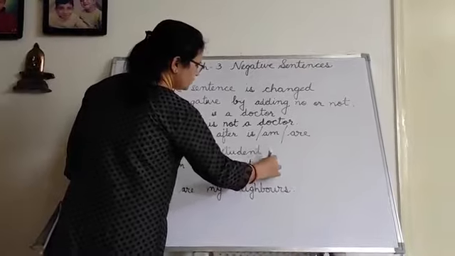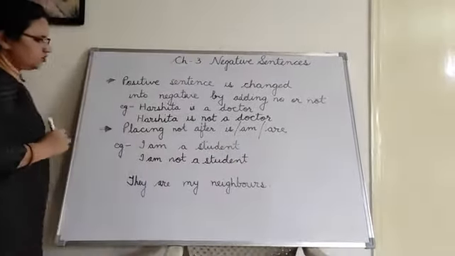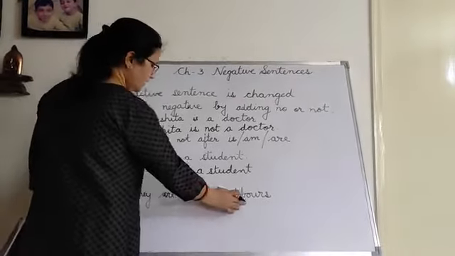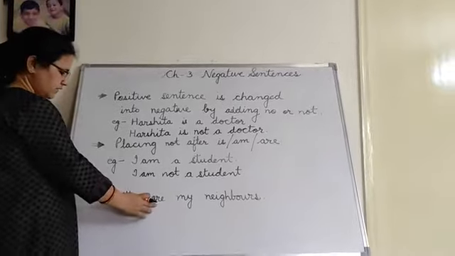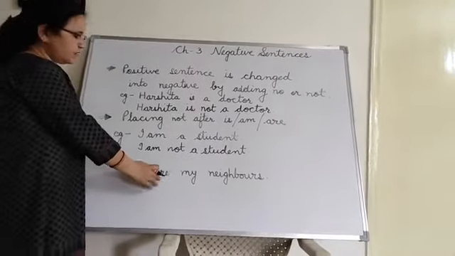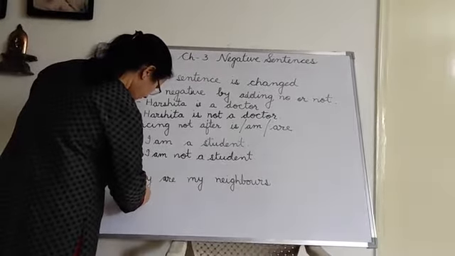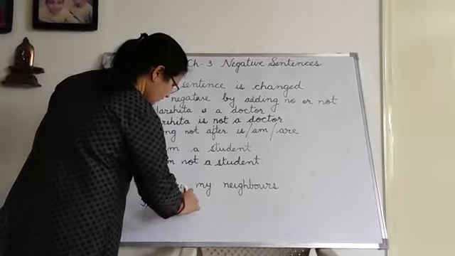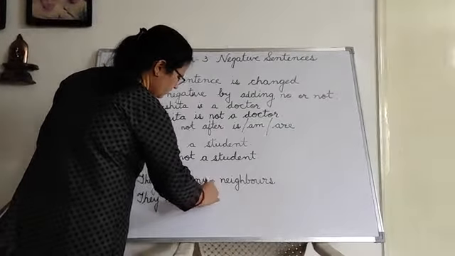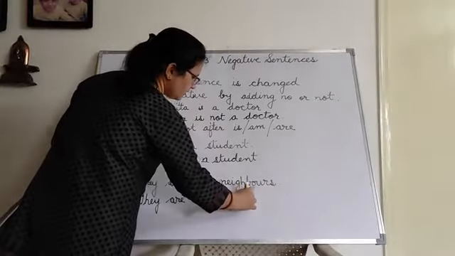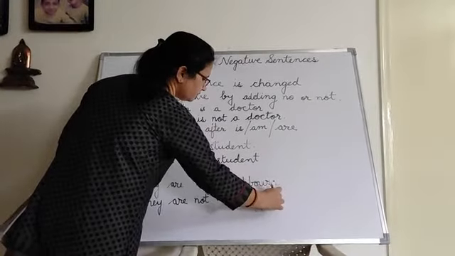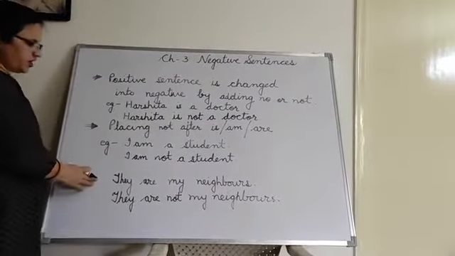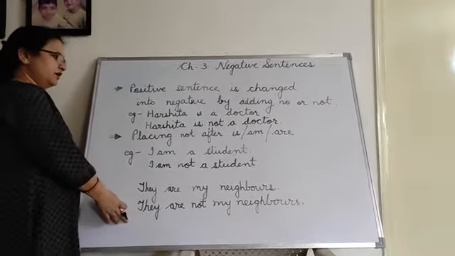So in this way a positive sentence is changed into a negative sentence. Now let's see one more example. They are my neighbors. Now see, this sentence has are. So you will place not after are. So what will be the negative sentence of this? They are not my neighbors. So in this way, students, you can change one positive sentence into a negative sentence.